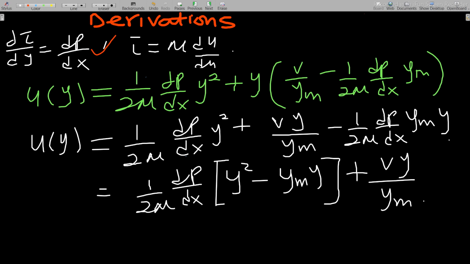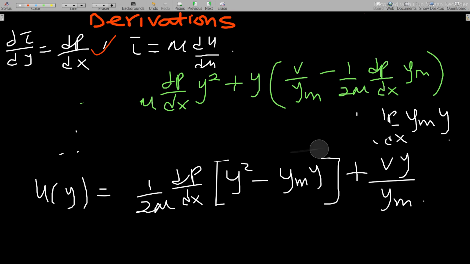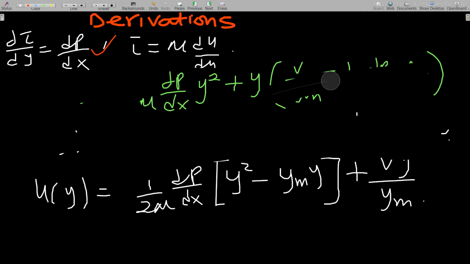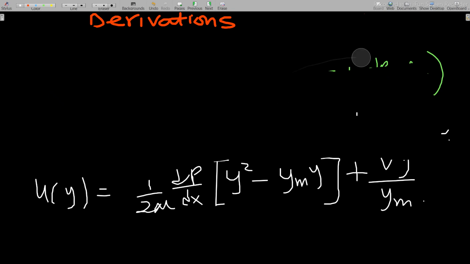I hope you can see this. So this is our u of y in terms of Poiseuille-Couette flow. Combine the two of them. It's very lengthy like that. Yes, let's keep it like that. Now let's erase some parts and write it clearly there. Know that this is as a result of the combination of the two, as in pressure driven and then velocity driven.